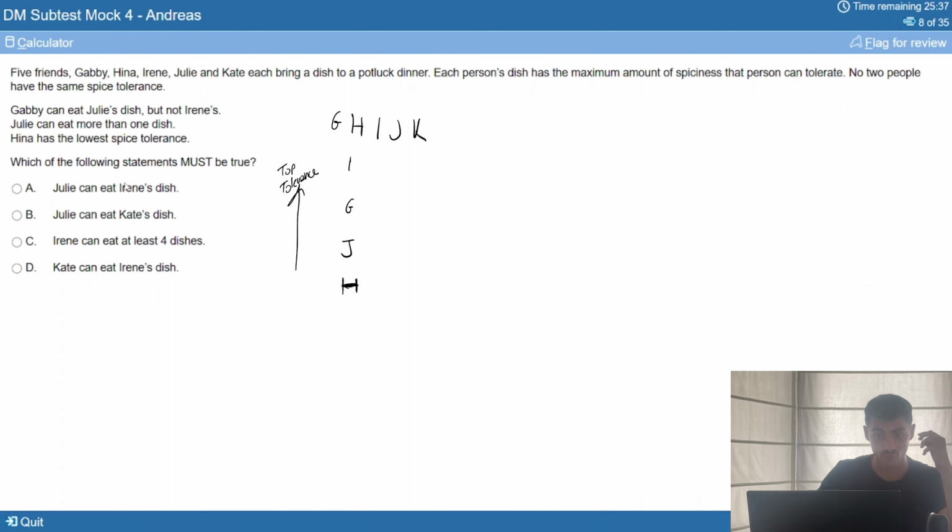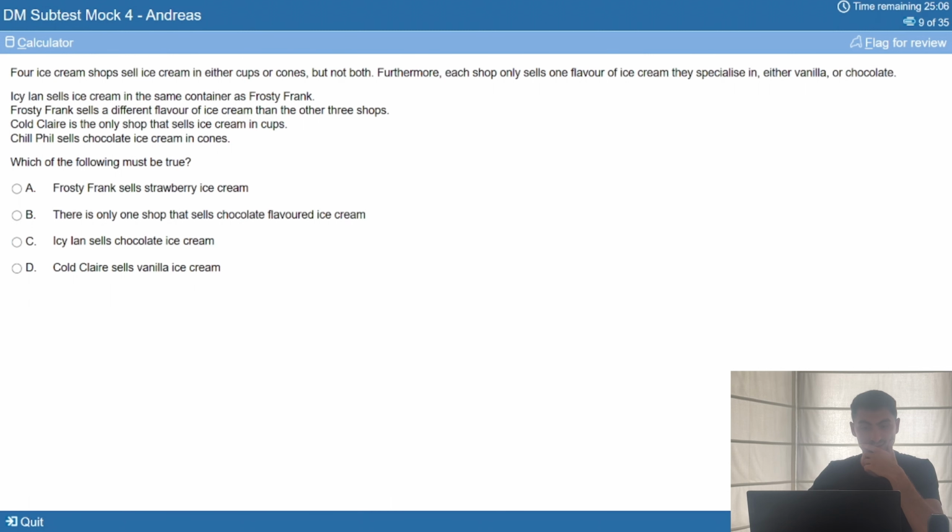So which of the following statements must be true? Julie can eat Irene's dish. No, she can't, because she's lower than her on the scale that we've created. Julie can eat Kate's dish. I mean, it could be the case, but it says must, so it can also be not the case. So not B. So Irene can eat at least 4 dishes. So she can eat the 3 below her and her own. So here is C, the answer. Okay. Next.